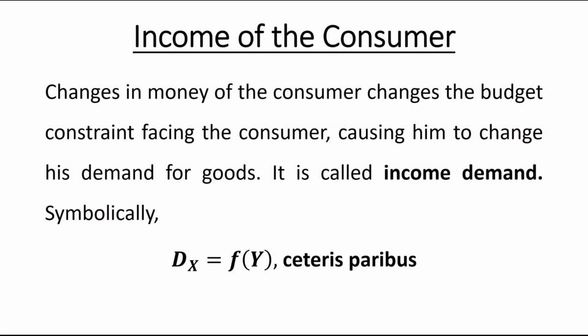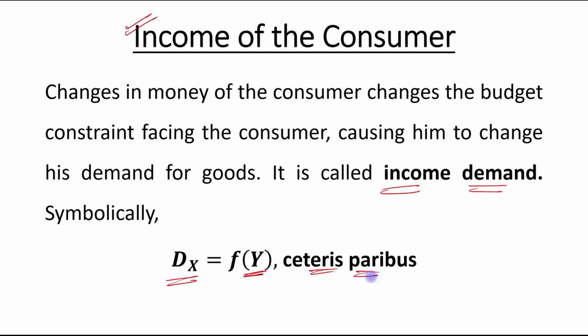The third factor which affects the individual demand is income of the consumer. Changes in money of the consumer change the budget constraint facing the consumer, causing him to change his demand for goods. It is called income demand. Symbolically, we can write it as demand for good X is a function of income of the consumer. And when we say that demand for good X is a function of income of the consumer, it means that demand for good X is affected or influenced by the income of the consumer.